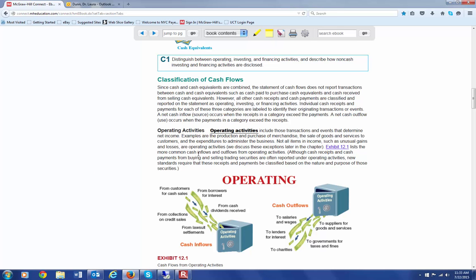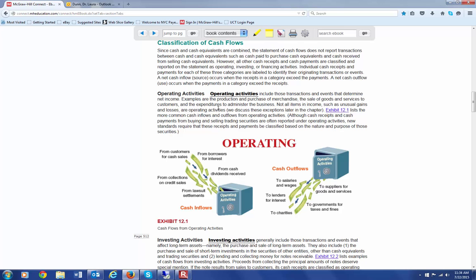The first of those is our operating activities. And this is the easiest one to understand. These are activities that determine your actual net income. So it's the money that comes in from your sales, mainly, and the money that goes out to cover all of your operating expenses. This gives you some examples here: the production and purchase of merchandise, the sale of goods and services, and the expenditures like utilities and phones and things like that to administer the business. Now, there are some things that you might have in income that aren't considered operating activities, but we'll get more into that a little bit later.